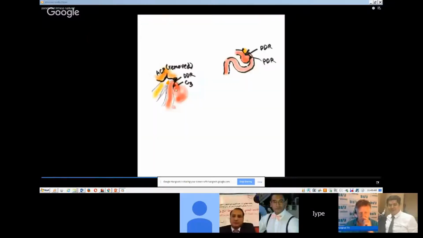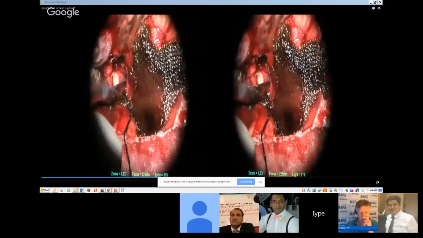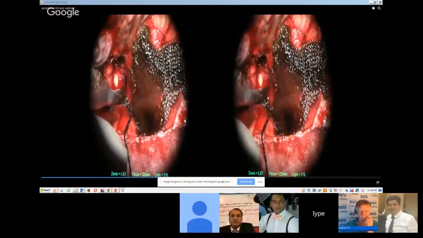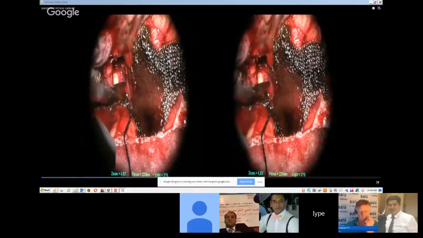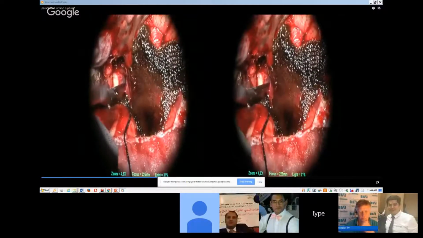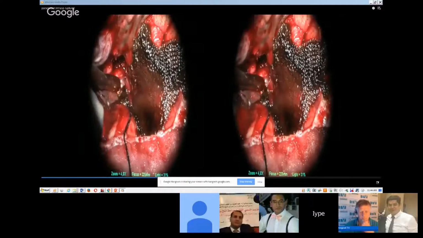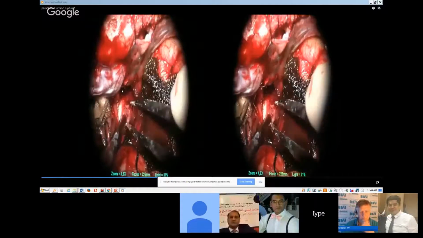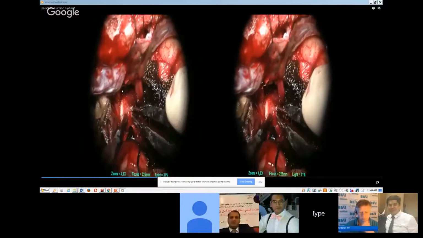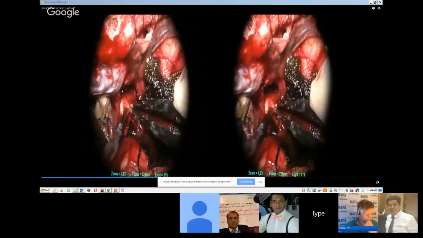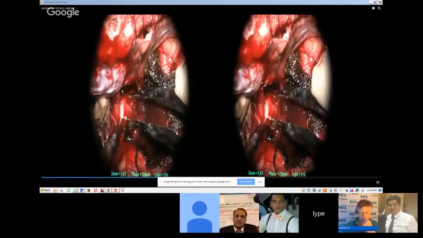You can see C3 is coming up. C3 is vertical, so you can see the vertical portion. That's the cavernous sinus. This is the horizontal portion of the carotid. And we are now going to redesign, remodel the aneurysm neck.